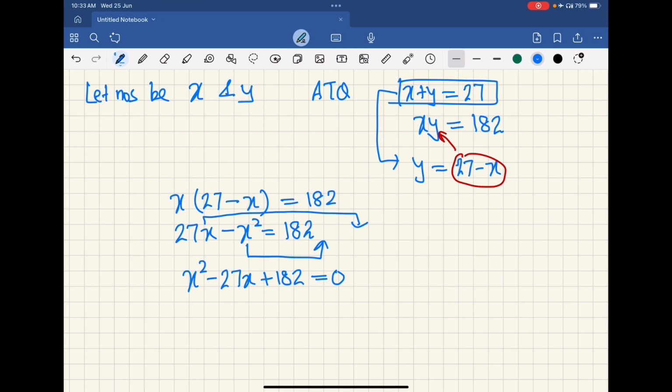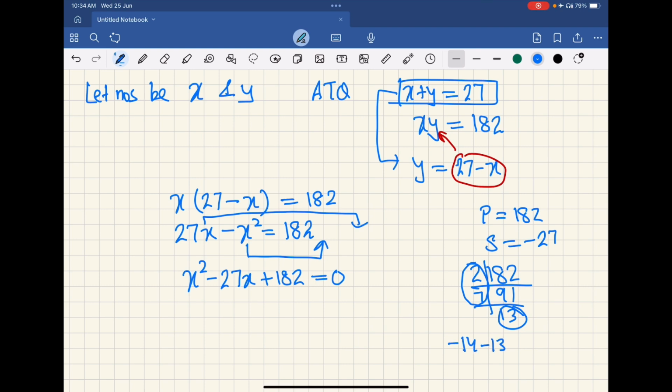Now what should we do? So we have product as 182, sum as minus 27. So अब अगर आप आपकी प्राइम फैक्टर्स करेंगे, so this is 2 and this is 7 and 13. Okay, now from here only it is very clear, 2 sevens are 14 and 13. 14 and 13, if both are negative we will get sum as minus 27.